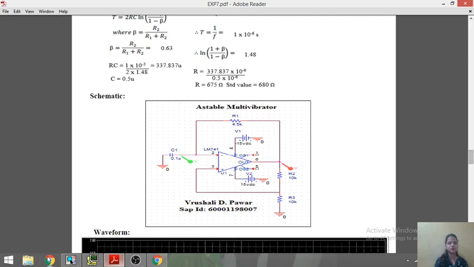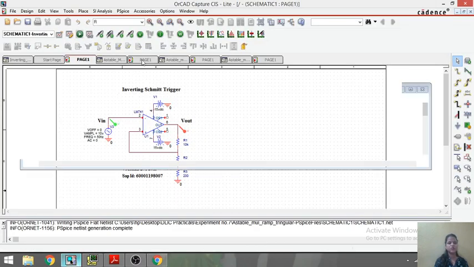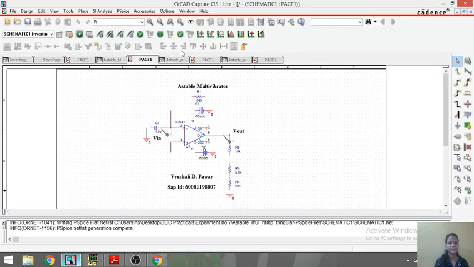Here is the circuit for the astable multivibrator. Let us simulate it in the OrCAD software. So here is the astable multivibrator circuit which I already made. Here is the capacitor and here is the resistor, and the calculated theoretical resistor value is 680. So let us run this.